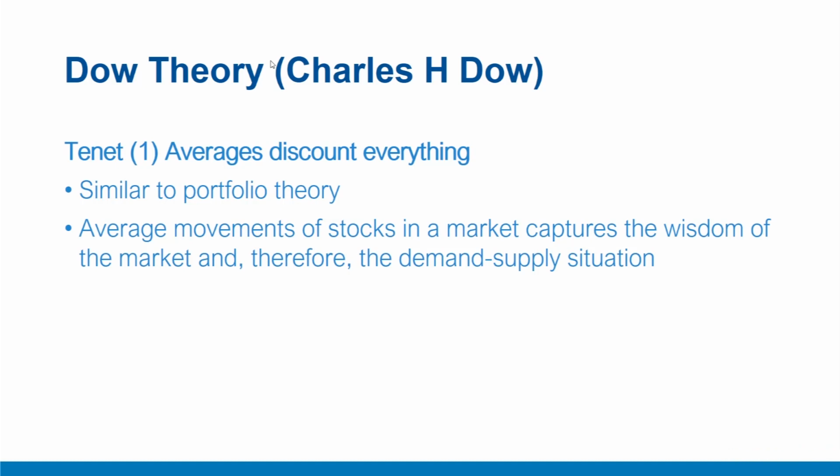First tenet is averages discount everything. Indices like Dow Jones Industrial Average reflect averages of stock prices. These averages reflect the basic wisdom of the market, that is, aggregate judgment of the market. This kind of averaging process factors in most of the information available and captures the demand and supply in the market.